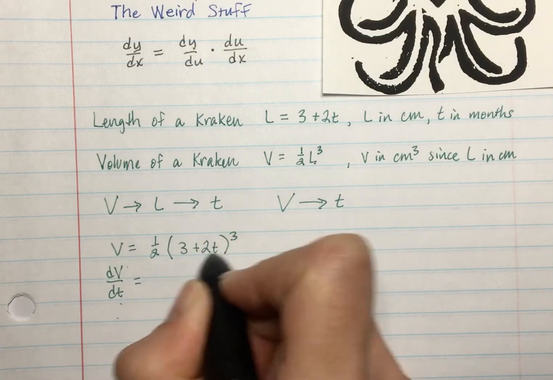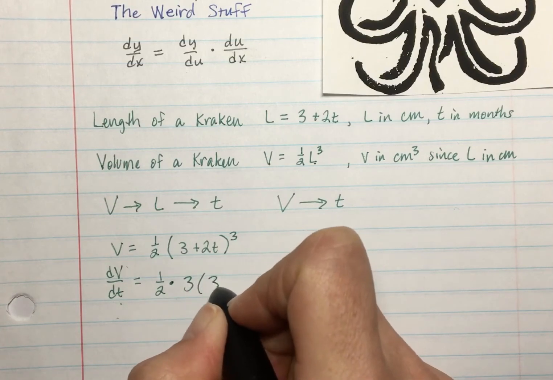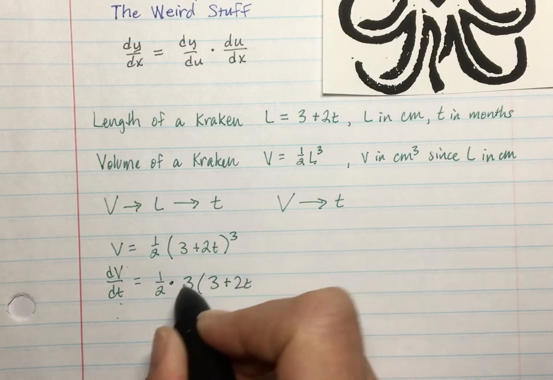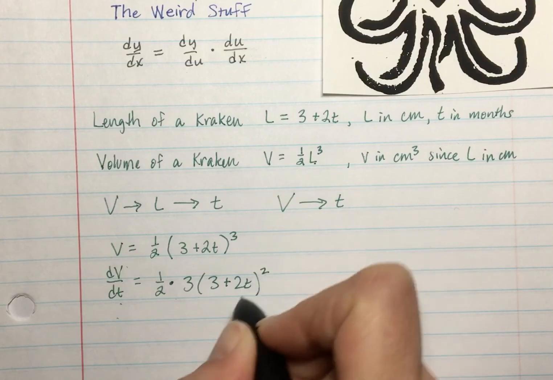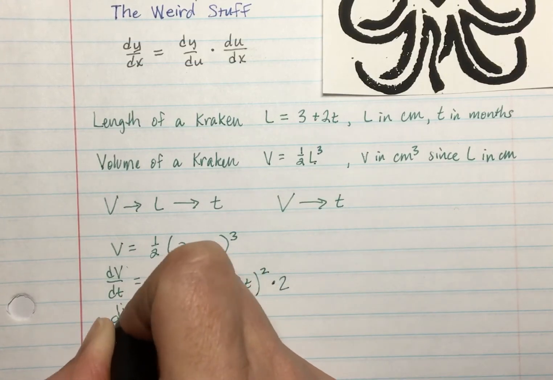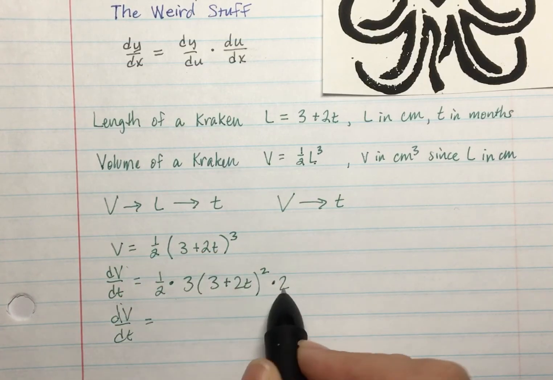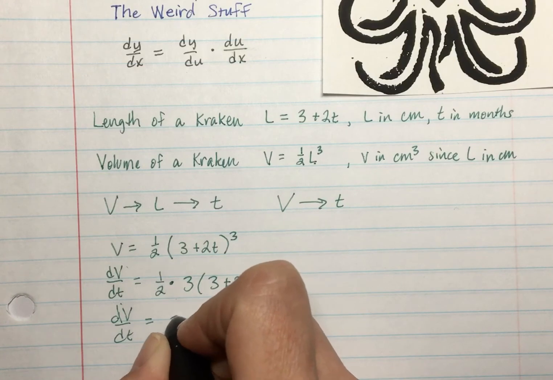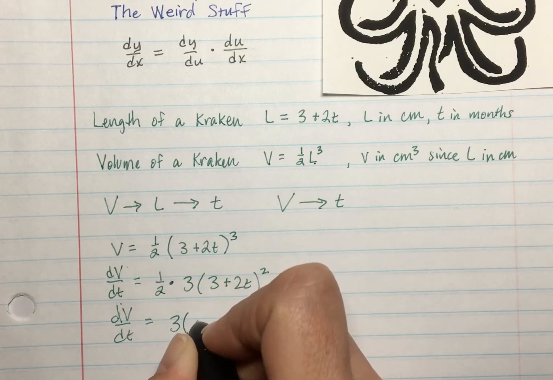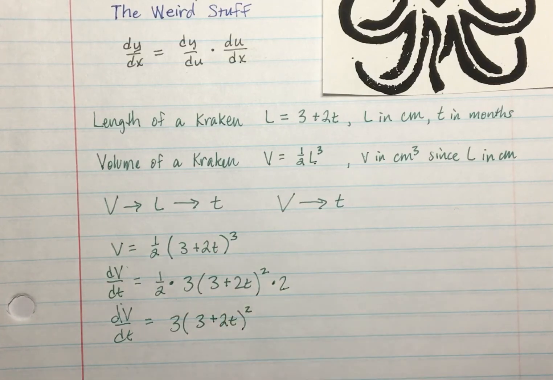So we get half times 3 times chain rule here, derivative of the outside, keeping the inside the same, times derivative of the inside. This time I am going to clean it up. So just to make this a little bit tidier, the half and the 2 cancel out conveniently, so we are left with 3 times (3 plus 2t) quantity squared.